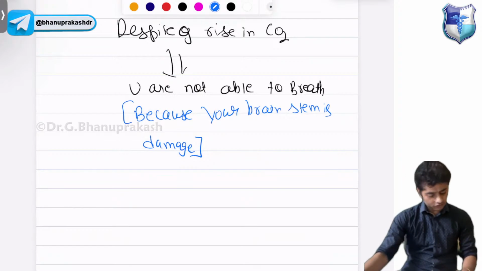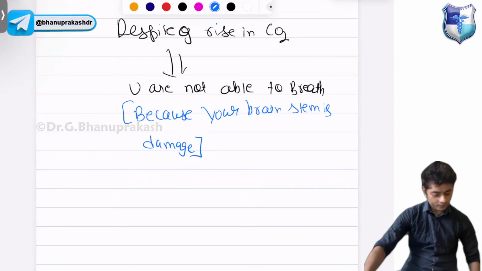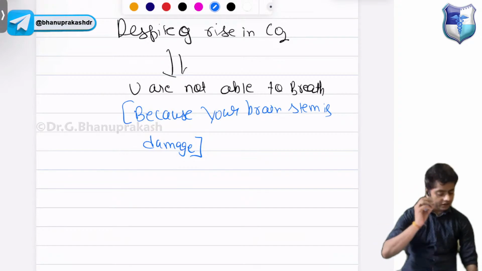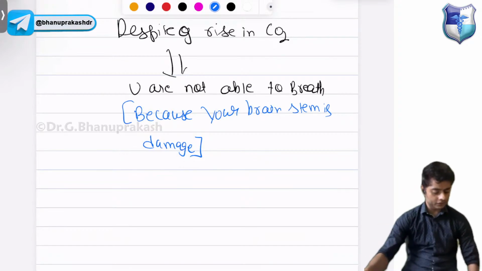Anyone doubt? किसी को डाउट है? Just tell me in the comment section. Yeah, yeah, but we can do. But the patient should be in coma.